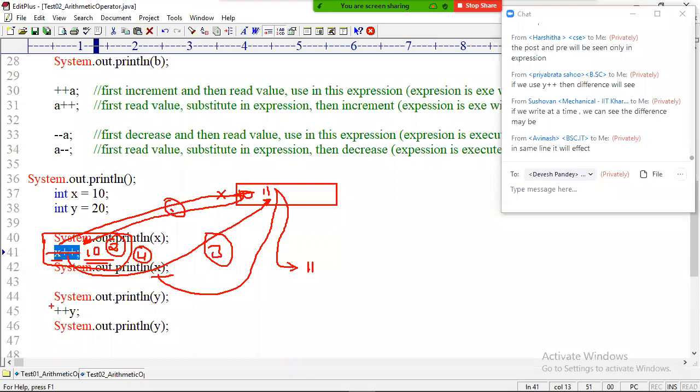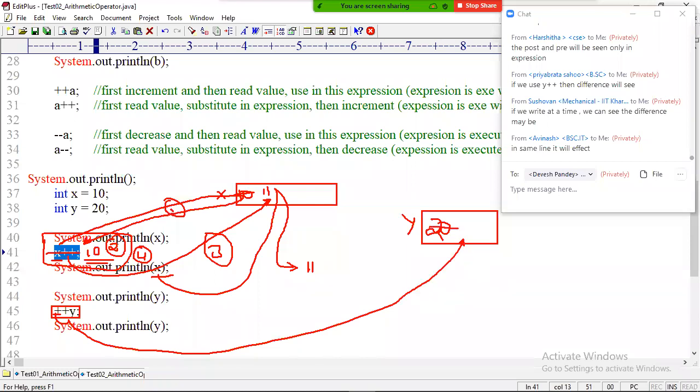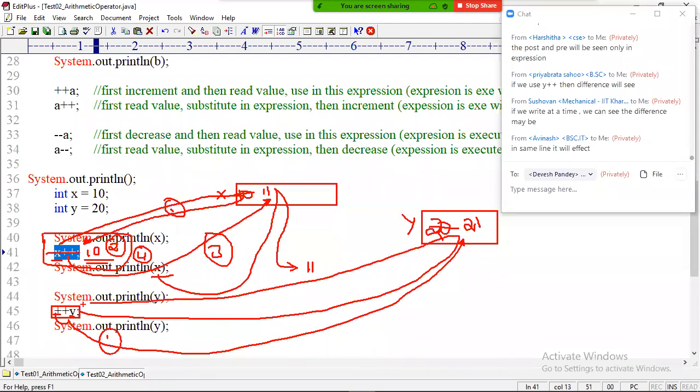Okay, now tell me. Here, plus plus y means what? The y variable memory, what is the value? 20. Plus plus means first increase. Go to the y memory, the existing value becomes 21. The next step is to read the y value, which is now 21. Earlier we were reading 10, now we are reading 21. There is no further incrementing. We directly use 21 in the expression. But the expression is a single statement, so there is no effect.